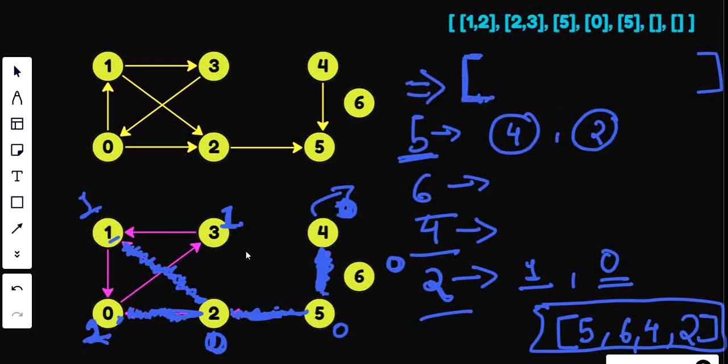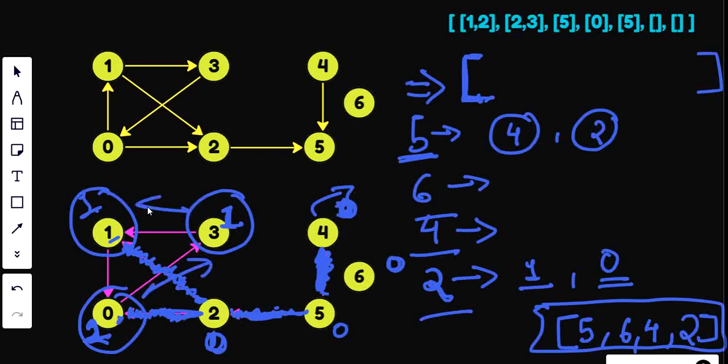After this, we can see very clearly what nodes are left. We can see 3 is left, 1 is left, and 0 is left. And we know that these are part of a cycle. So this is how Kahn's algorithm works and why it is beneficial, because it simply eradicates all the nodes which are part of any cycle.